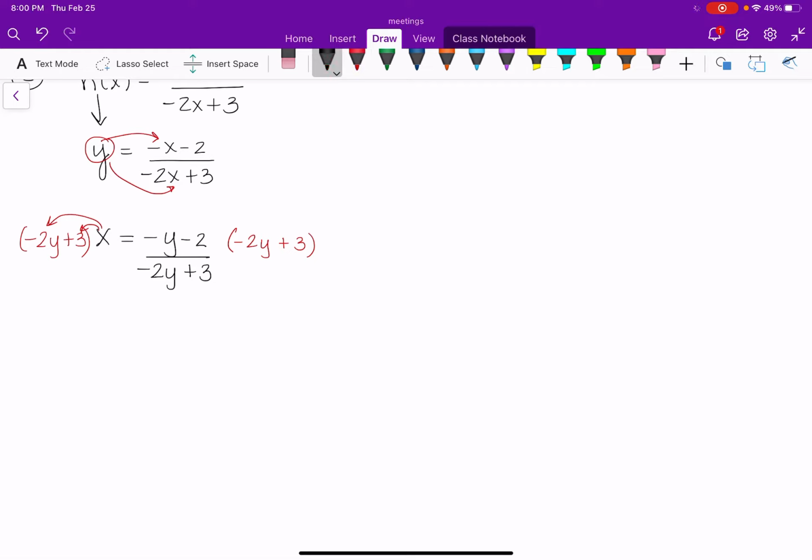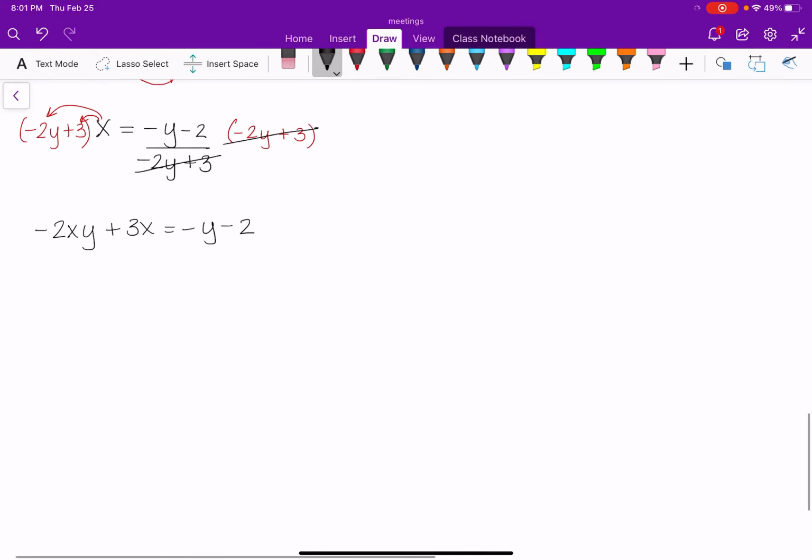And we are going to get -2xy plus 3x. And then our -2y plus 3's are going to cancel, leaving -y minus 2. Now you'll notice that in this one we have multiple y variables.